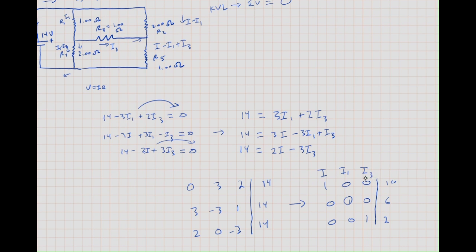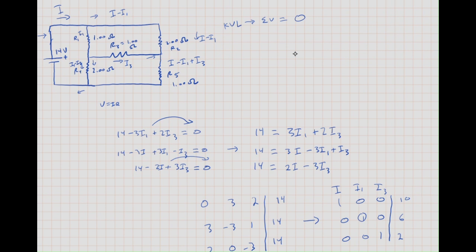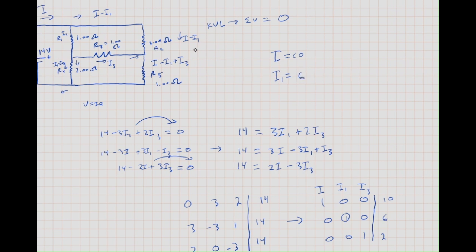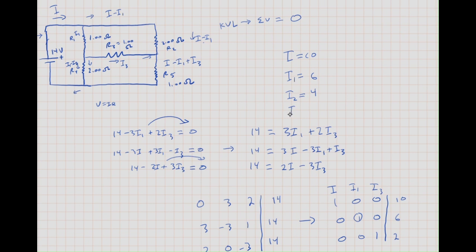And now that we know these, we can literally just find all of the currents across each resistor. So the total current is equal to 10. The current across resistor 1, I1, is equal to 6. Current across resistor 2, which is I minus I1, we'll call it I2, is equal to 4. Current across resistor 3 is equal to 2. I'll write the amperes in front of them.